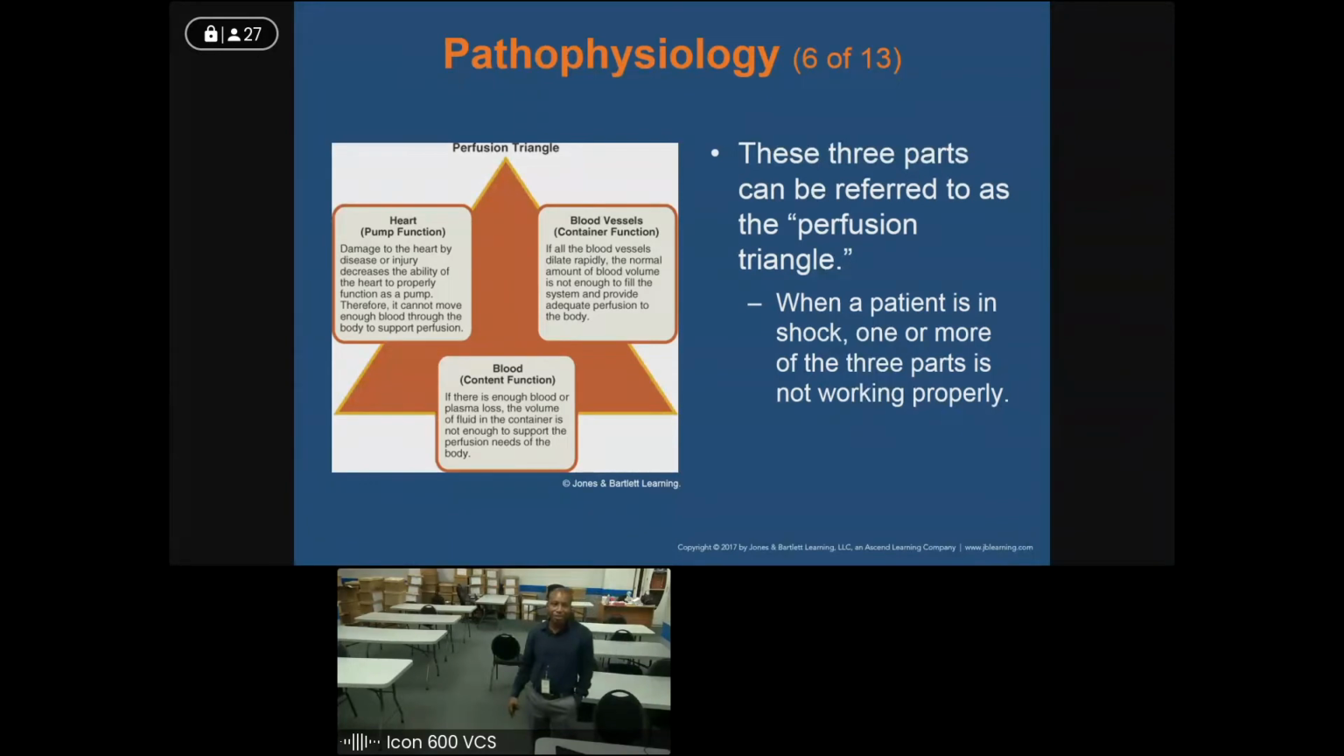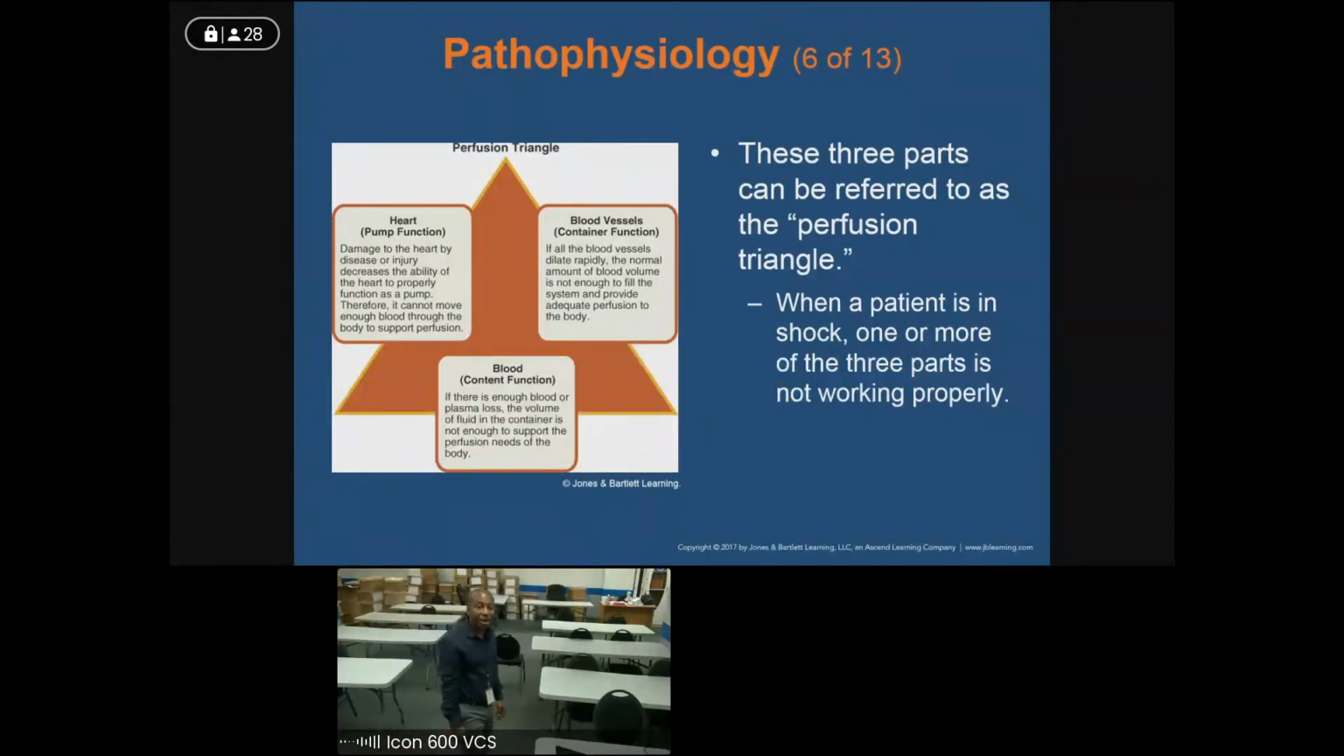So the heart: damage to the heart by disease or injury decreases the ability of the heart to properly function as a pump. Once the pump isn't working properly, you may not get water in your house. It's not circulating the water properly. The vessels, if the vessels aren't full, they cannot sustain pressure. If the vessels are dilated, they cannot sustain pressure. If they're damaged, they cannot sustain pressure. Then we have the fluid. If there's no water in the line, we can't get water in the house. You can't circulate nutrients, you can't circulate oxygen, you can't circulate blood. Right, so pump, pipe, fluid.